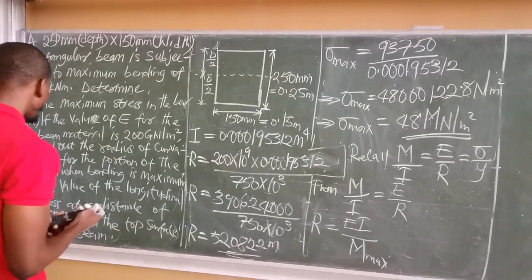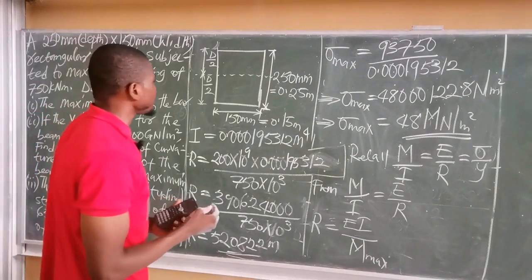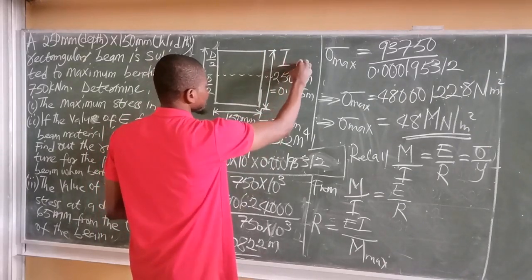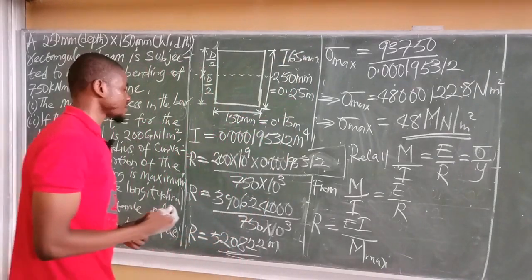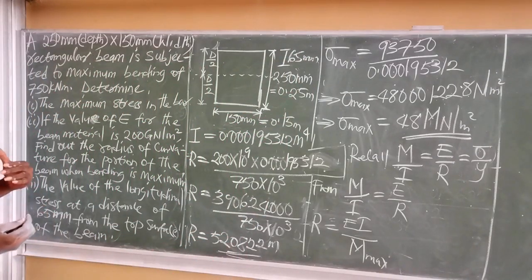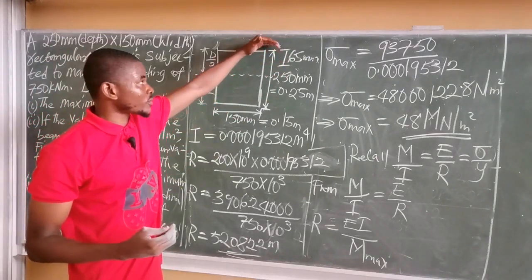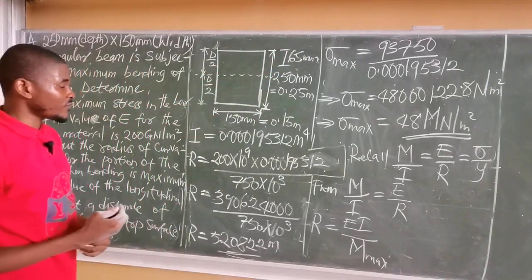Final question says find the value of the longitudinal stress at a distance of 65 millimeters from the top surface of the beam. What that simply means is that from the top surface, simply measure out 65 millimeters, somewhere around here. So this becomes the new value for y. All they are asking us to do is replace the value of y with 65 millimeters. That becomes the distance from the top surface to any point on the beam, which gives us the value for y.